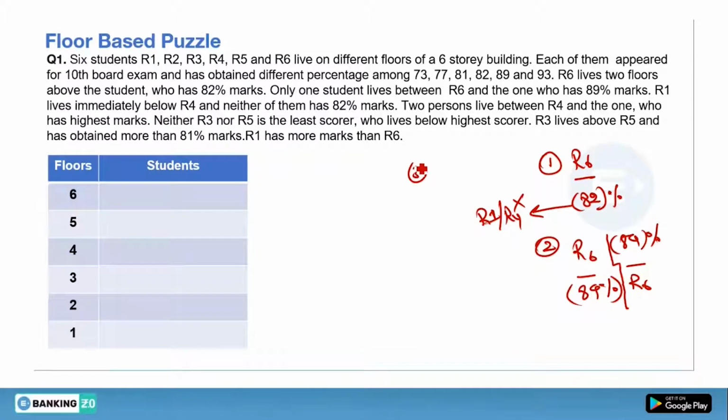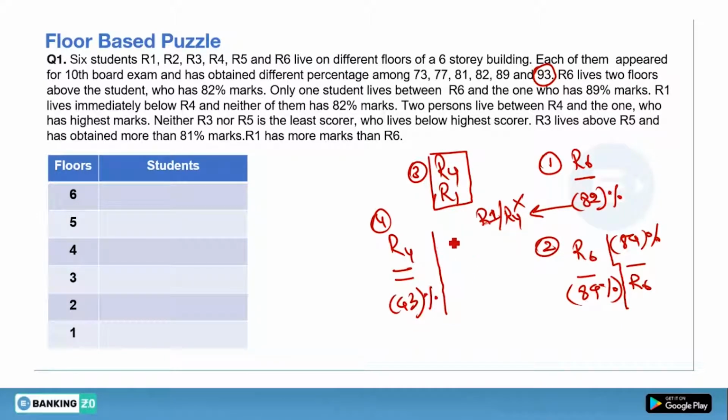So this will be our third hint, that just below R4, R1 will live. Now, two persons live between R4 and the one who has the highest mark. So our fourth hint is there are two persons living between R4 and the one who has secured the highest mark. The highest mark is 93. So between R4 and 93% there are 2 persons. Or we can say 93 can go upside to R4 or 93 can go downside to R4.